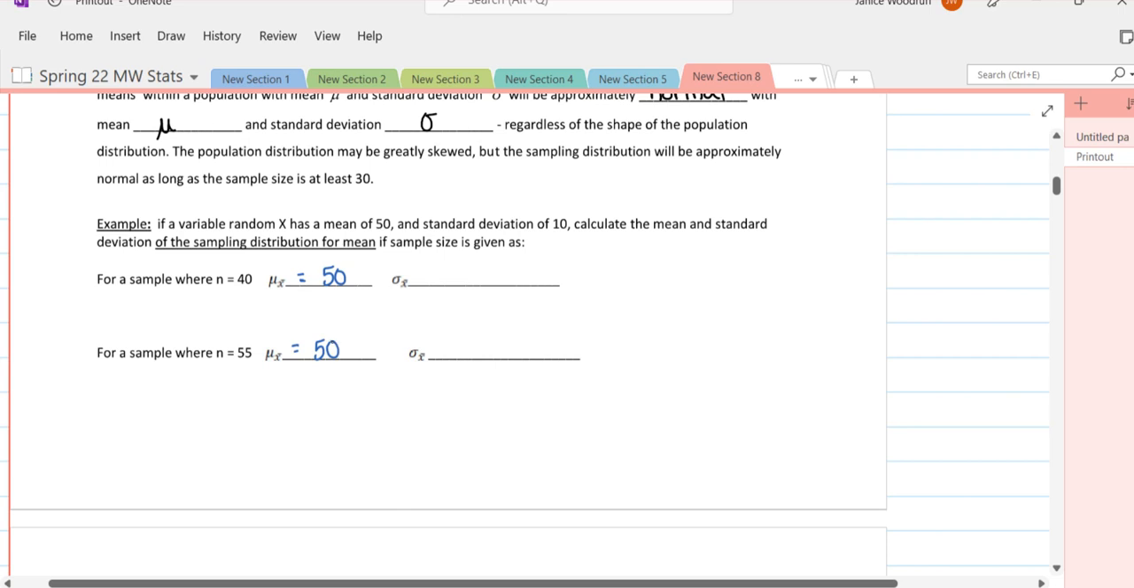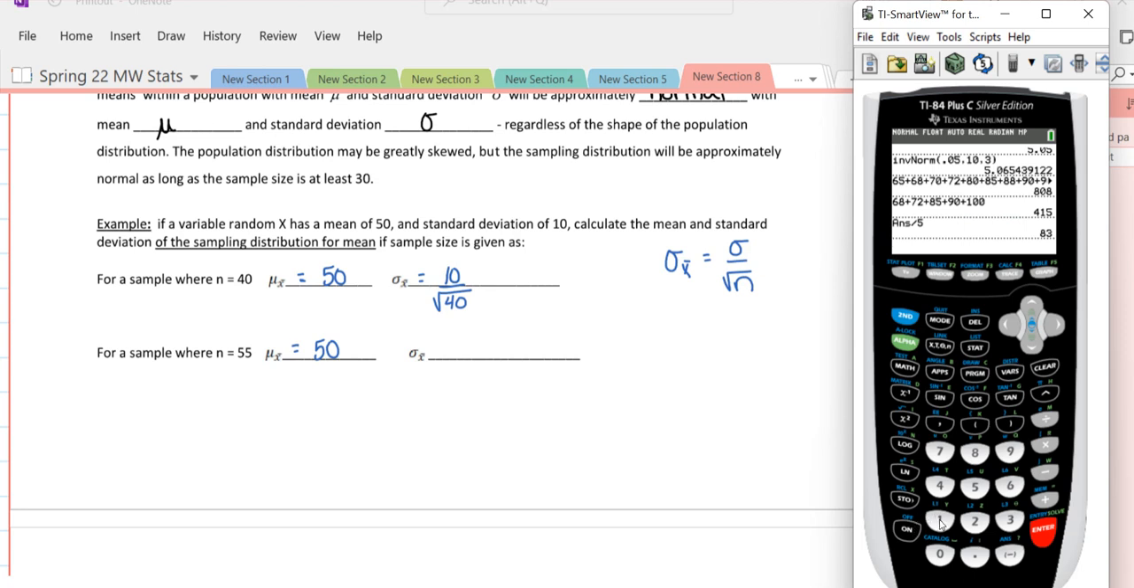Okay, the standard deviation is what changes. Remember, the standard deviation of x bar is the standard deviation of the population over the square root of the sample size. So here we have the standard deviation is 10, so this is 10 over the square root of 40. Then we'll do that calculation and round to 3 decimal places. So 10 divided by square root of 40 gives us 1.581.